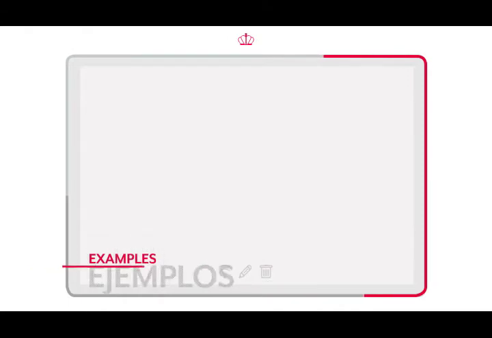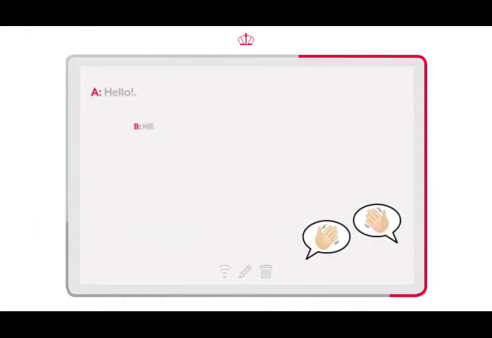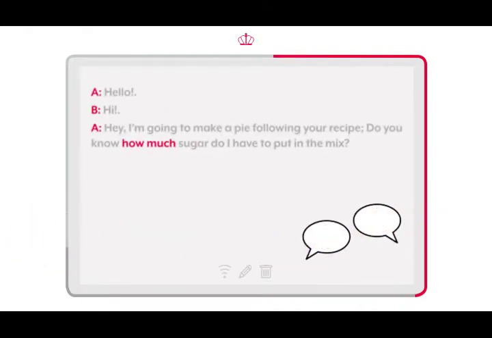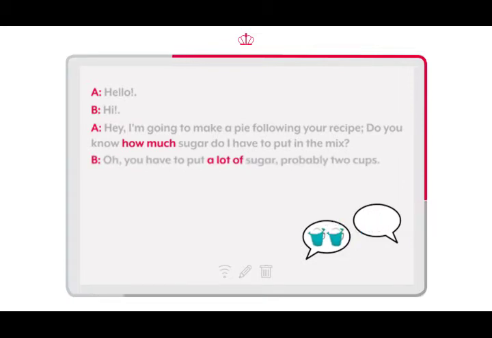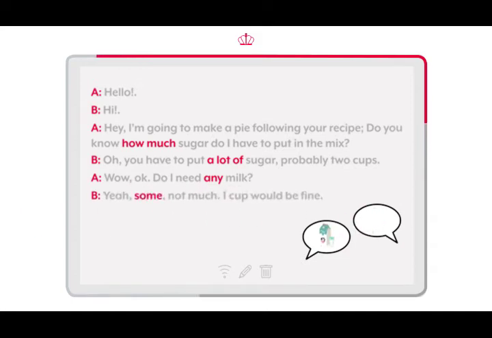Por ejemplo, Hello. Hi. Hey, I'm going to make a pie following your recipe. Do you know how much sugar I have to put in the mix? Oh, you have to put a lot of sugar, probably 2 cups. Wow, okay. Do I need any milk? Yeah, some, not much. 1 cup would be fine. Well, thanks, buddy. There. Now you know how to use the countable and uncountable nouns.